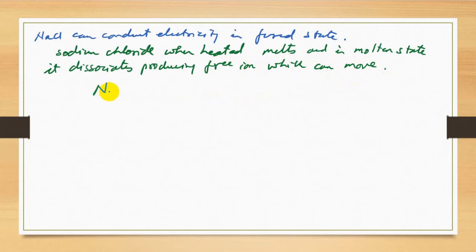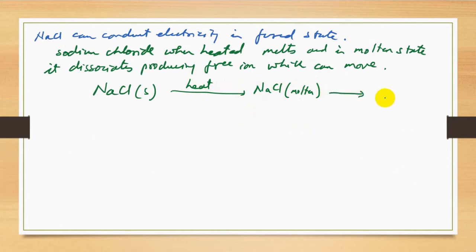So what is happening here is NaCl, you had solid, isn't it? What did we do? We heated it. So when you heat it, it will become NaCl, now molten or fused. And in this fused state, what happens? This will break up into Na plus and Cl minus. They are separated now. Previously, they were held together by a strong electrostatic force, but now they are separated, and since they are separated, they can move.